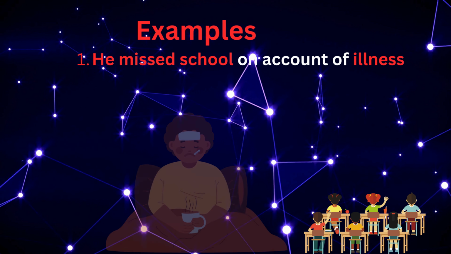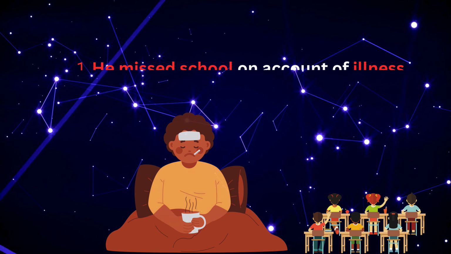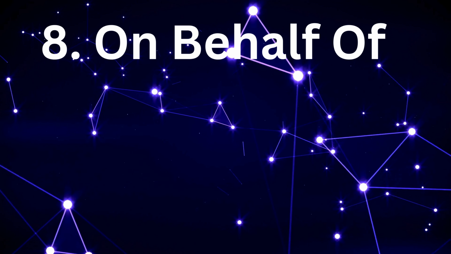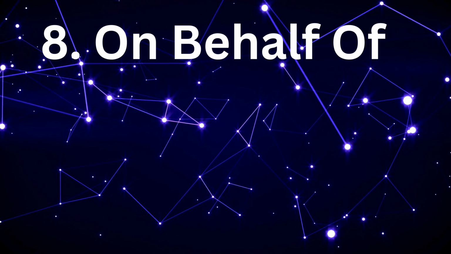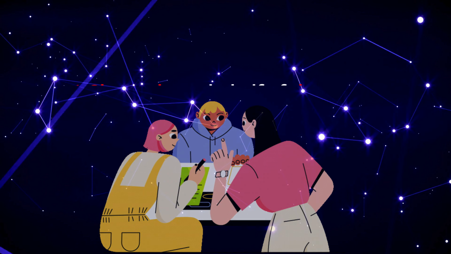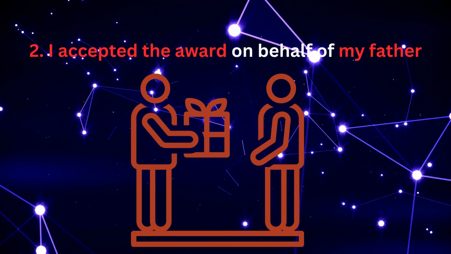On account of: because of something, used to explain a reason. Example, he missed school on account of illness. The event was cancelled on account of bad weather. On behalf of: representing someone, used to indicate someone acting for another. Example, she spoke on behalf of the team. I accepted the award on behalf of my father.